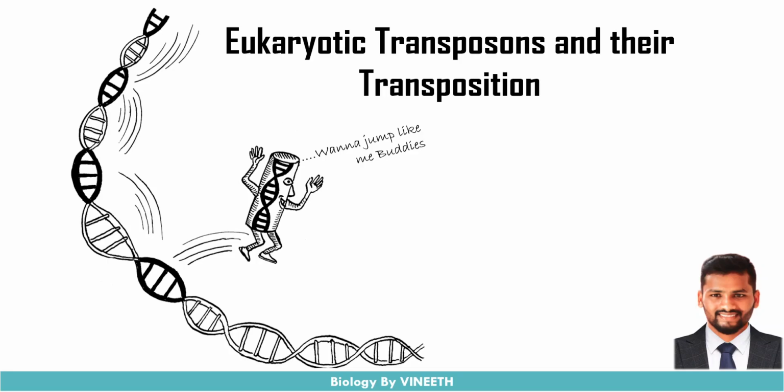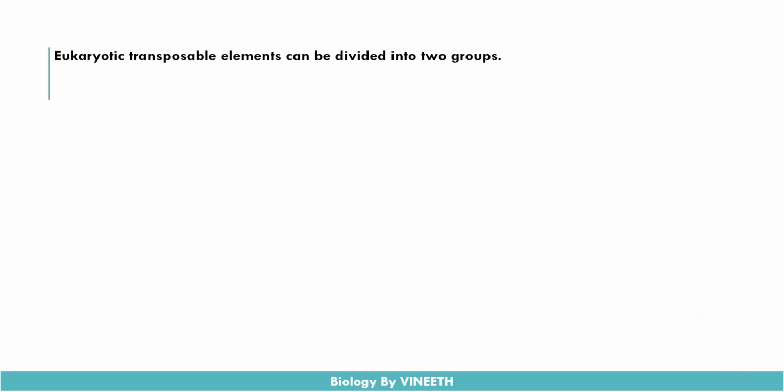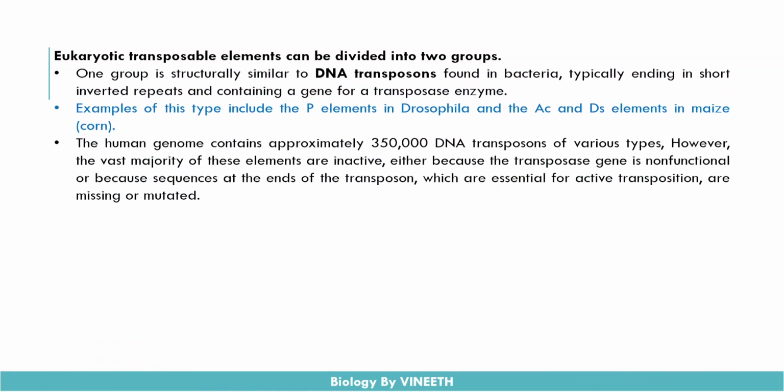So today I'll be discussing the eukaryotic transposons and their transposition mechanisms. The transposons present in eukaryotes are categorized into two groups. One is the DNA transposons and the second group involves the retrotransposons. These DNA transposons resemble the transposons found in bacteria. Bacteria also contain a lot of DNA transposons, and the same type of DNA transposons are also present in eukaryotes.